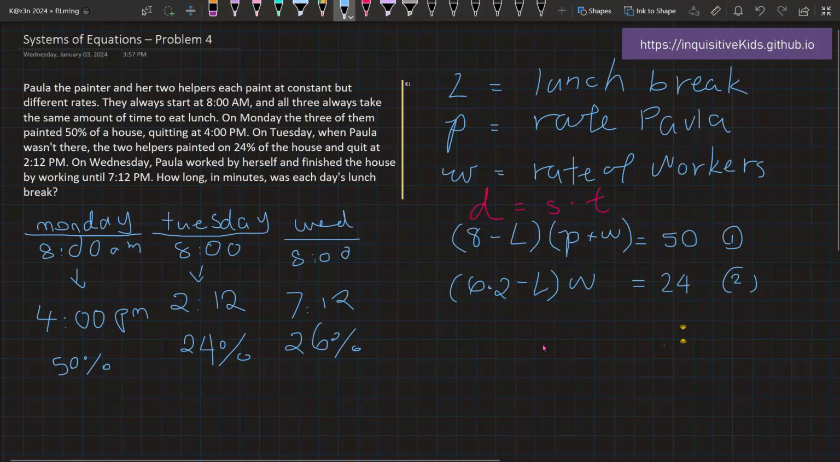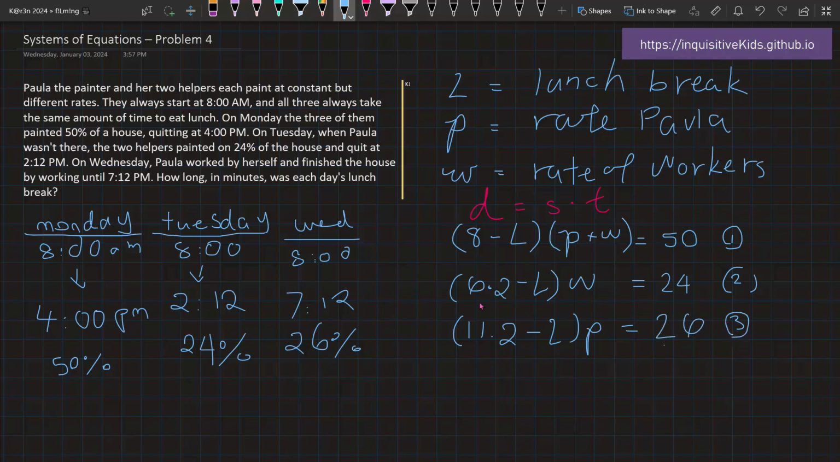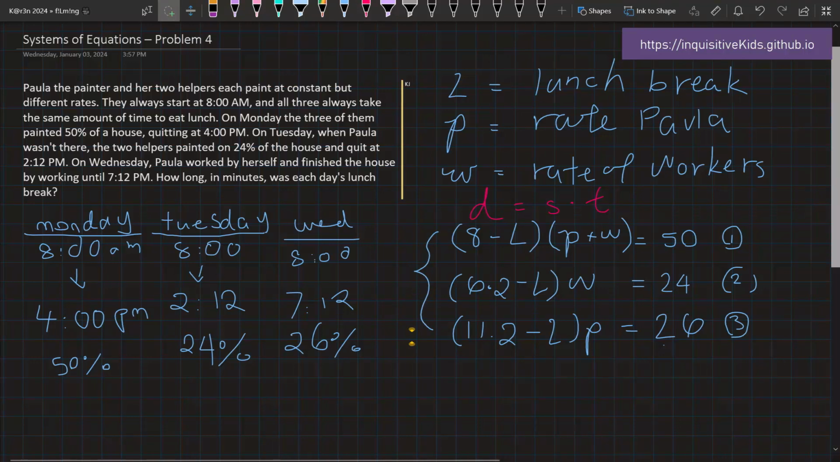Now finally, we need an equation that describes Wednesday. How long did Paula work by herself from 8 a.m. to 7:12? Well, she worked for 11.2 hours on that day, minus the lunch break, which is L, times P, which is her own working efficiency. She was able to get 26% done just by herself. This is our third equation. So this is our system of equations. Now we have to solve for L.